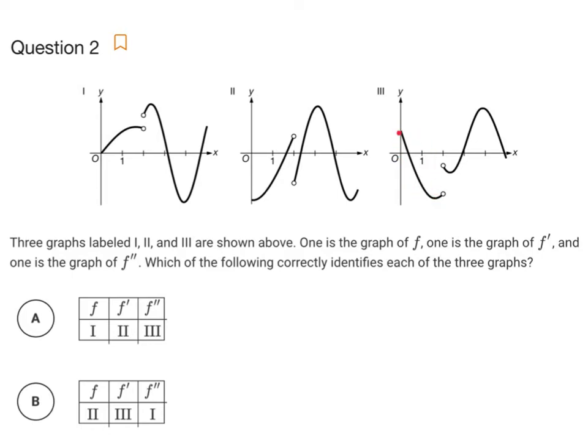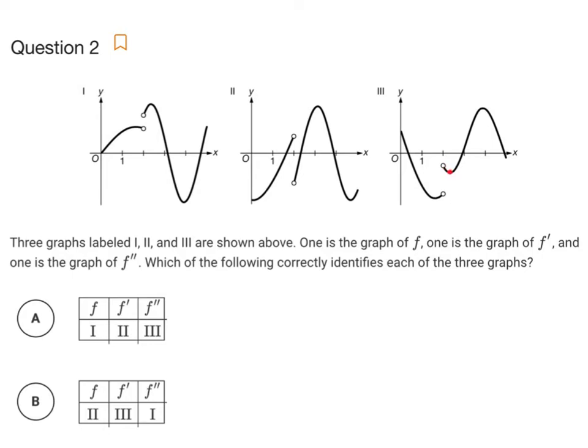You can see the third one's decreasing from 0 until about 1.5. So the graph of the derivative of this should be negative from 0 to 1.5. And that's what this is. This is below the x-axis from 0 to 1.5. And then from about 1.5 to 2, this is increasing, and this is above the x-axis. So this looks like it's going to be it.